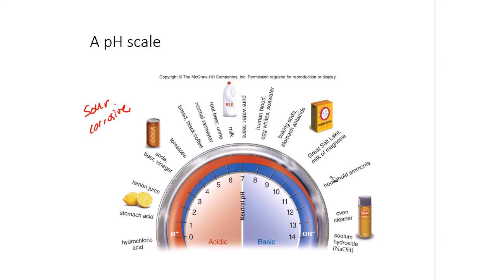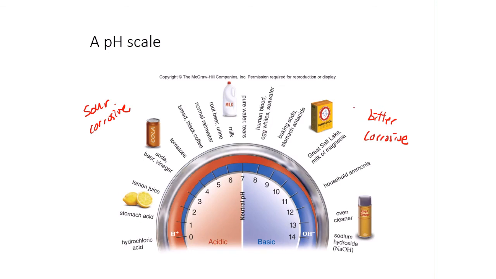On the other hand, basic things are typically bitter in taste. They are also corrosive, and that includes things like baking soda, household cleaning products, oven cleaners, and sodium hydroxide. These are all bleach. These are all examples of bases.